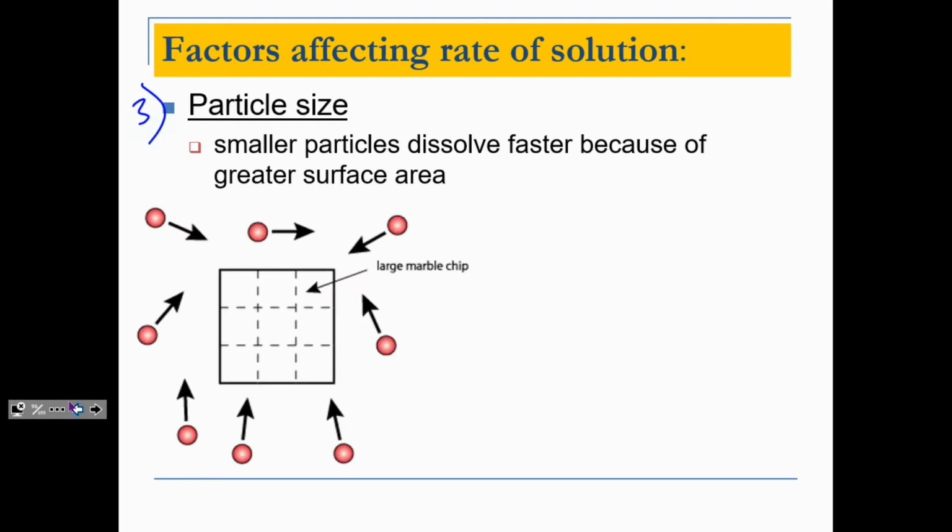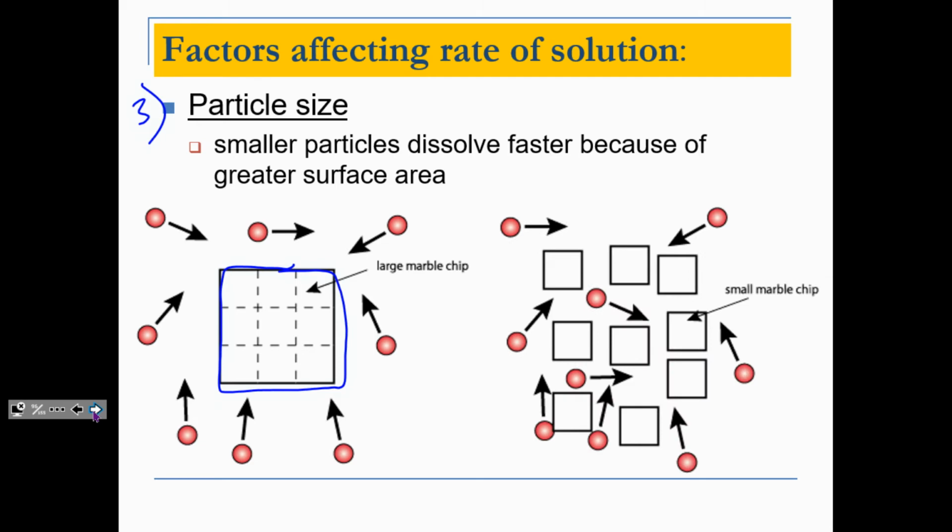So if we have a large particle, the solvent has a defined surface area that it can get in contact with. But if we bust it up into smaller chunks, we have increased the surface area tremendously, and we can dissolve a lot faster. And again, I think you know this because if you dissolve sugar cubes in tea versus powdered sugar, the powdered sugar is going to dissolve a lot faster.